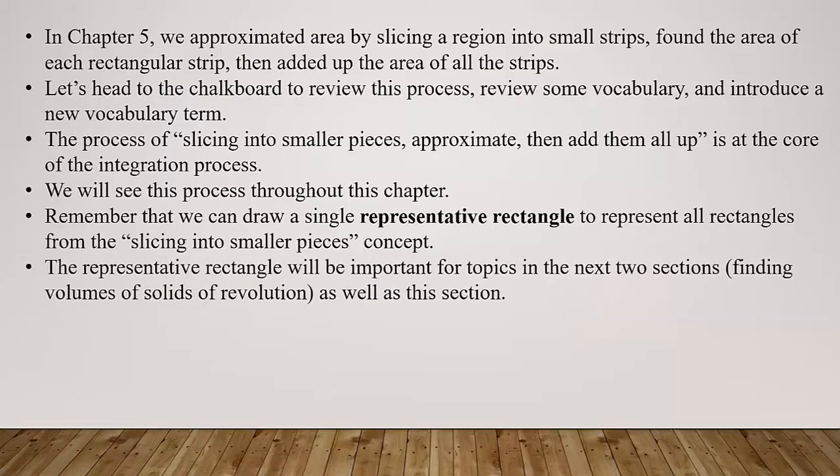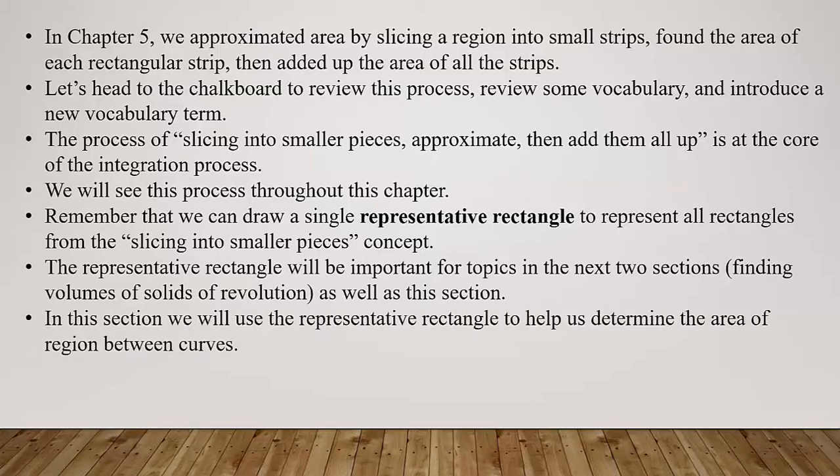Now the representative rectangle is going to be really important for topics in the next two sections. This is when we're going to start finding volume of solids of revolution. It's also going to be important in this section. In this section, we're going to use the representative rectangle to help us determine the area of a region between curves. So this time, I'm going to head back to the chalkboard to review old area questions and to see how we can find the area between two curves.